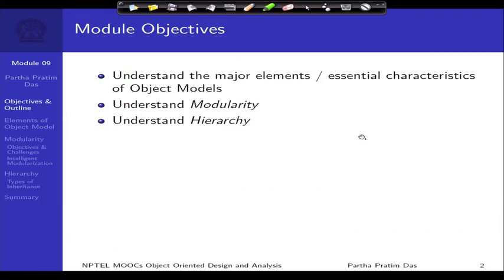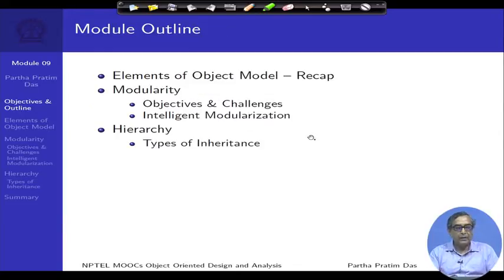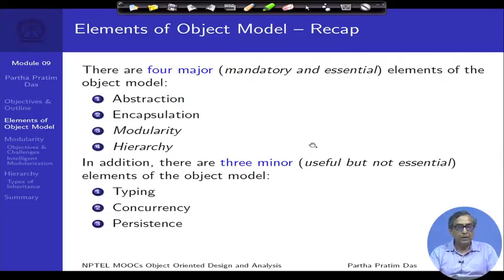Building on further, in this module we will take a look at the other 2 essential characteristics of object models, namely modularity and hierarchy. This is the outline. We will present a quick recap and then discuss the specifics of modularity and hierarchy. This is just to remind you of the different elements of object models that we are discussing in this series of modules, and we will now focus on modularity.